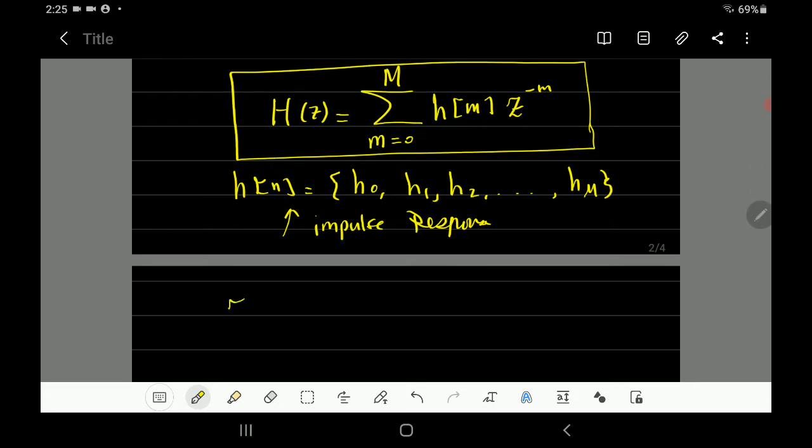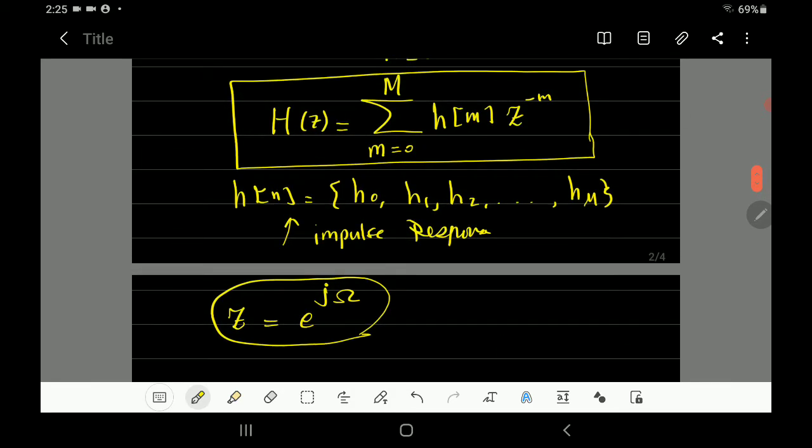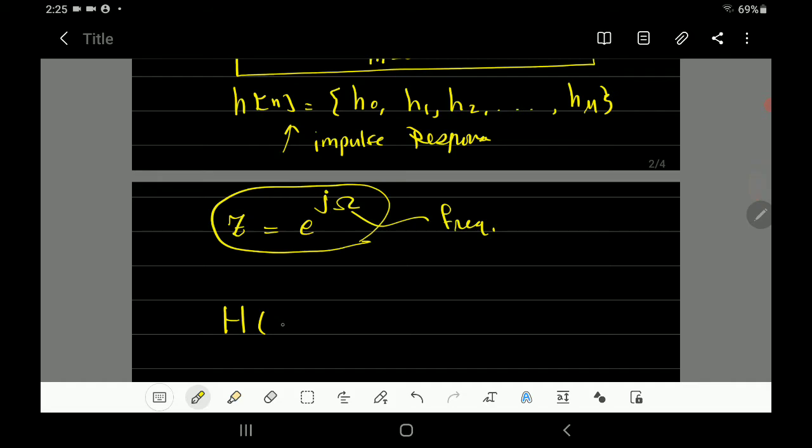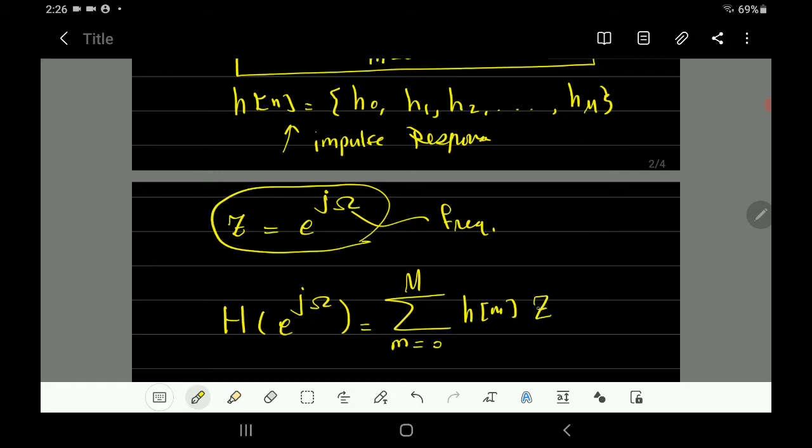To find the frequency response, you just replace z by e to the power of j omega. And since we are dealing with discrete time, we are going to use this omega as we used before in the Fourier transform for discrete-time signals. So that's what I'm going to do. I'm going to replace in this expression z by e to the power j omega, and that will represent the frequency. So we'll write H of e to the power of j omega equal to the sum from m equals 0 up to capital M, h of m, the impulse response, times z minus m. I'm going now to replace z by e to the power of j omega.